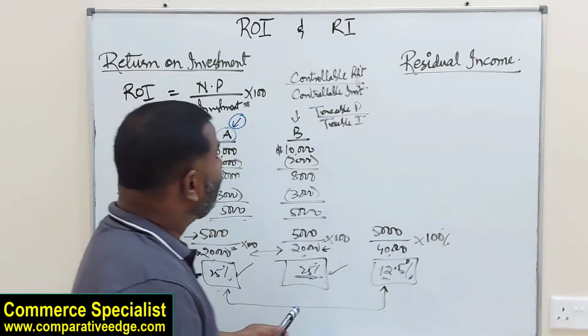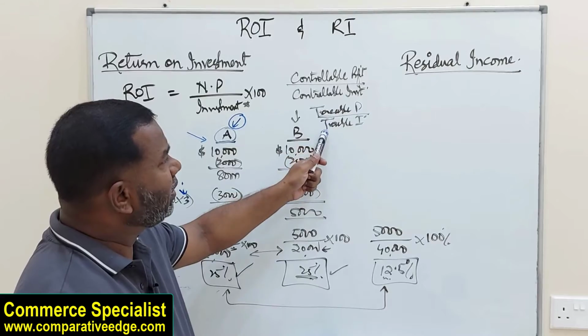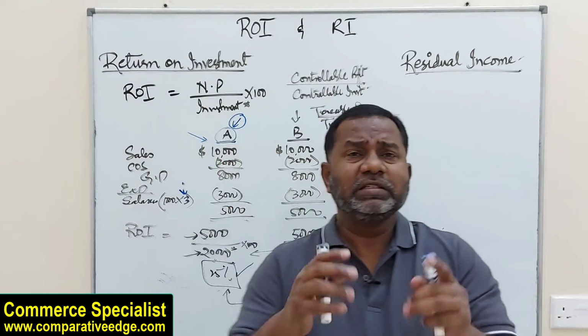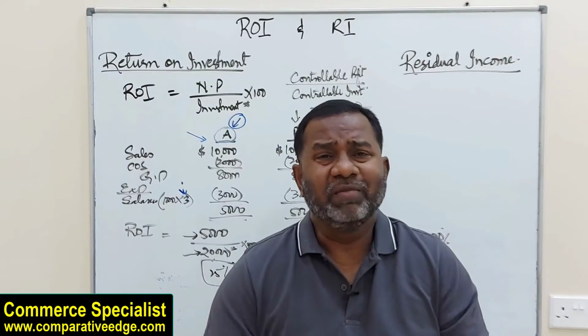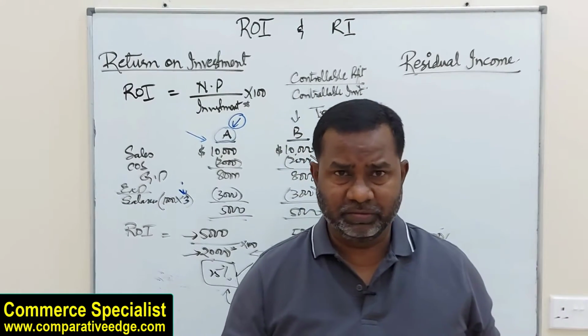Okay. Likewise, I used the word traceable. Traceable profit divided by traceable investment into 100. Now, what is traceable? This happens when you're talking about measuring performance of two departments in a big organization where there is a head office and branches.